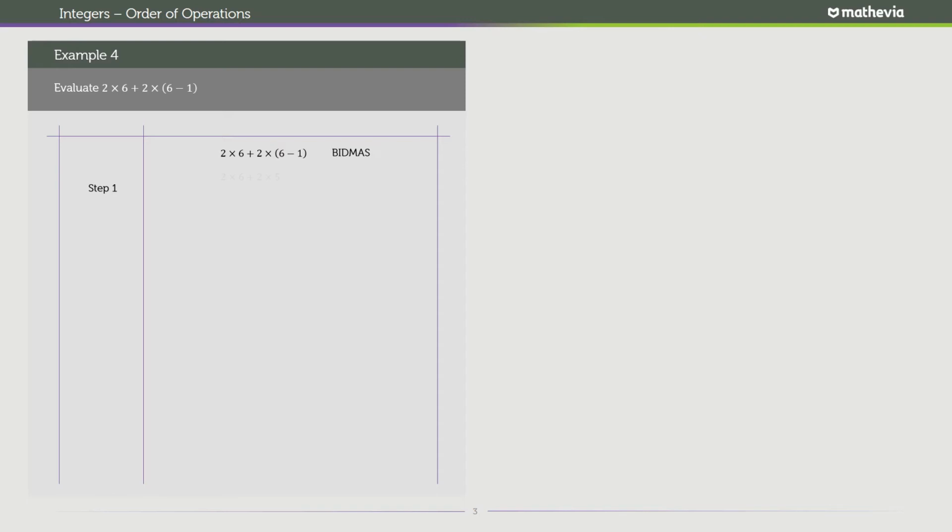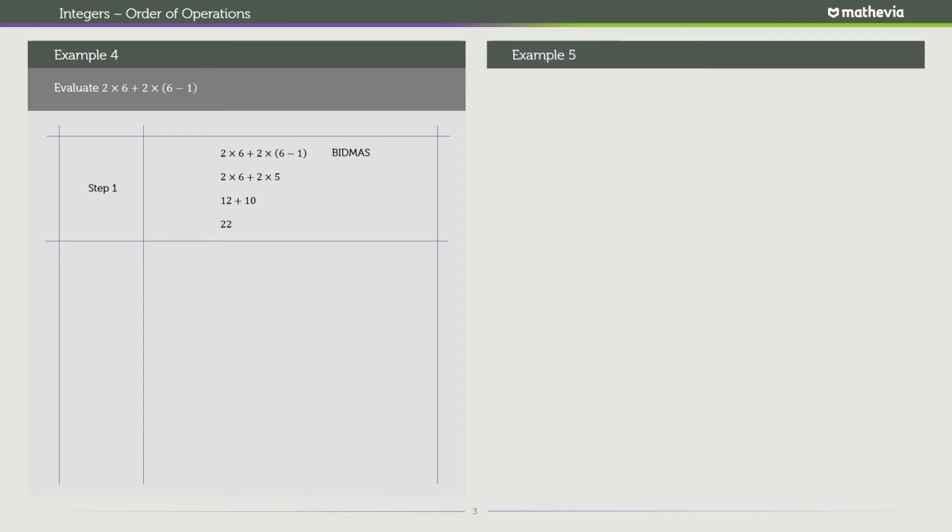So we do our brackets. In our brackets, we have 6 minus 1 gives you 5. So we have 5 there. And then now we have 2 instances of multiplication and 1 addition. BODMAS tells us that multiplication comes before addition, so we go ahead and multiply. Multiply 2 times 6 and 2 times 5, we end up with 12 and 10. So we have 12 plus 10, and now we can just go ahead and add, and we have our final answer, 22. Simple.